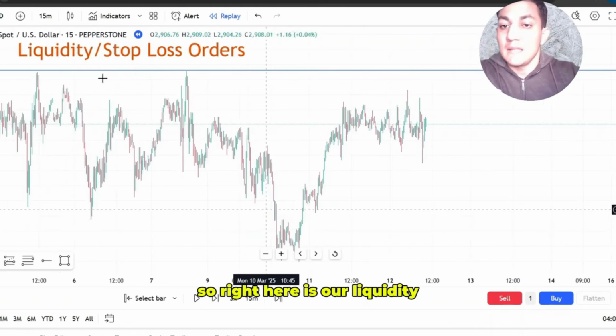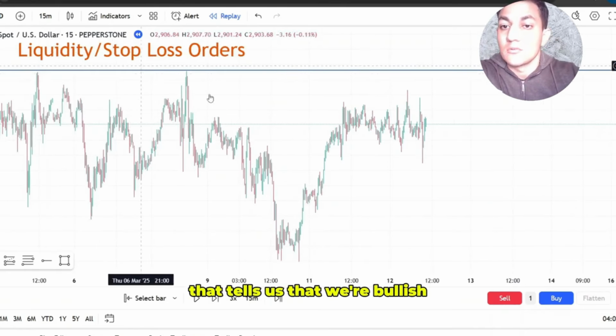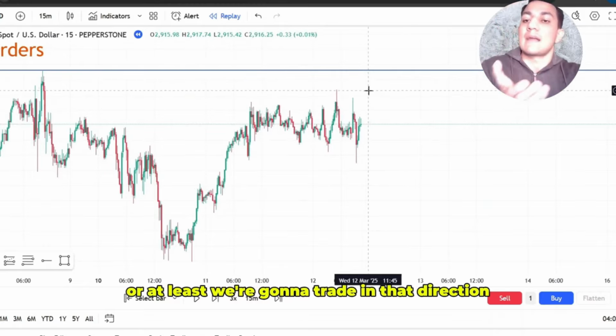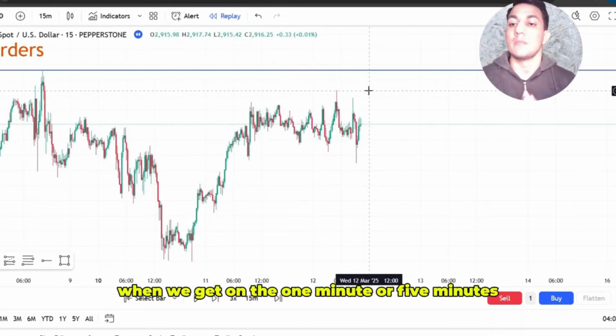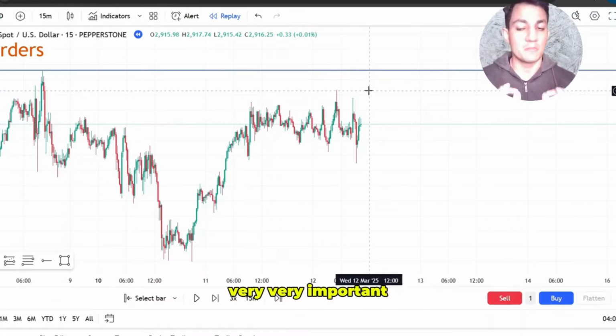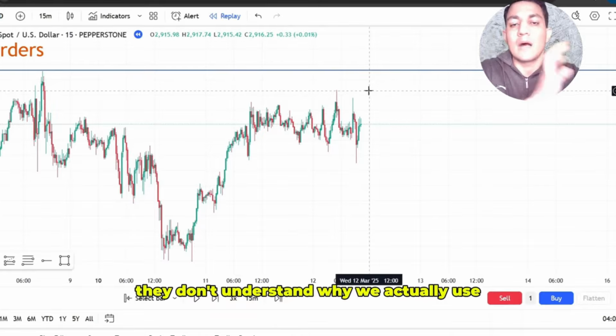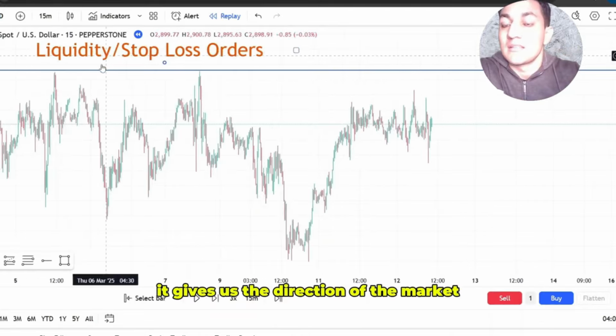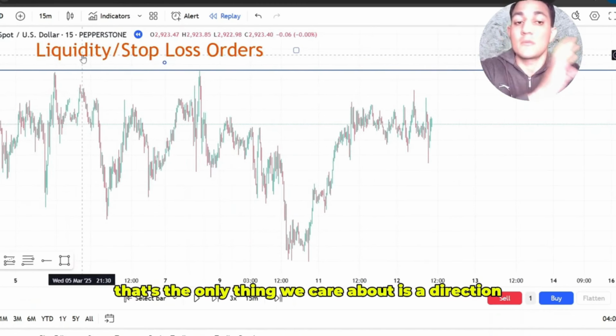So right here is our liquidity. That tells us that we're bullish and that we're going to take out these highs, or at least we're going to trade in that direction. So what that means is, when we get on the 1-minute or 5-minute to look for our entries, we're only going to look for longs. Very, very important that you understand that. Lots of people don't understand why we actually care about liquidity. The reason we care about liquidity is because it gives us the direction of the market. That's the only thing we care about, is direction.